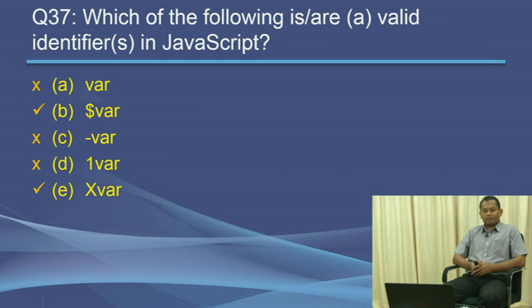You cannot use numbers to start variables with. You can of course use var1, which means variable 1, that is okay, but 1var cannot be used because you cannot use numbers to start identifiers or variables with, and so D is incorrect. And xvar, capital or simple x, that's okay because you can use alphabetical characters to start variable names with. So xvar is correct. So B and E are correct while A, C and D are incorrect.